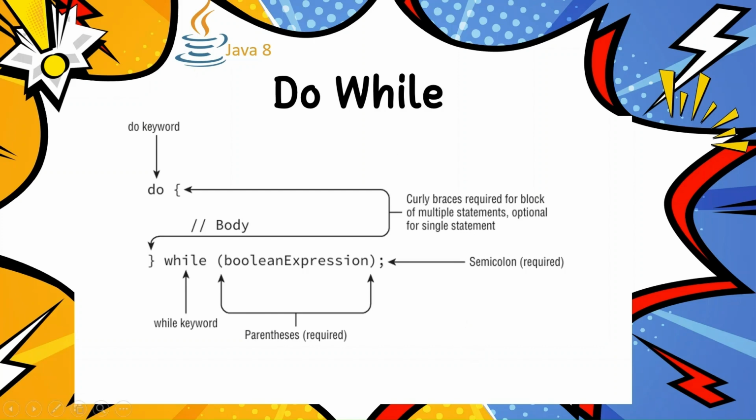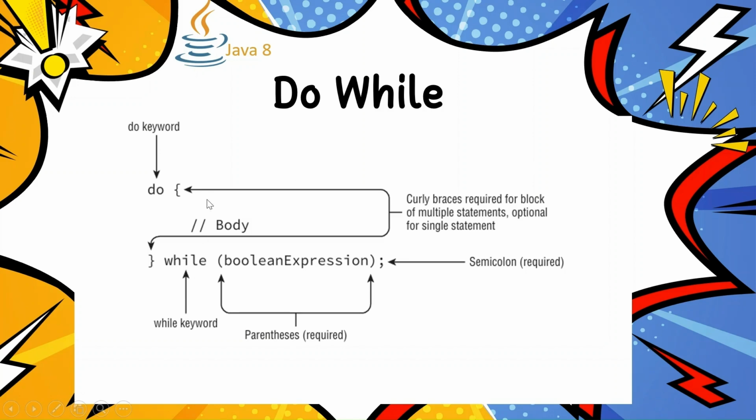Let's begin with the syntax of the do while loop. It begins with the do keyword followed by curly braces, and within the curly braces, your block of statements will be executed at least once, followed by the while keyword and parentheses. Within the parentheses, you will have your Boolean expression.